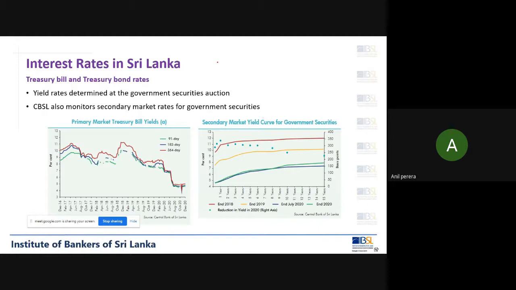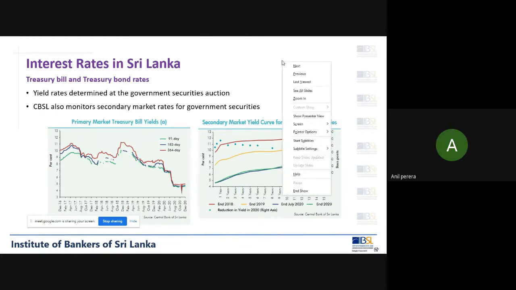What do you mean by this average weighted rate? Even in the call money market, I discussed this average weighted rate. No? What do you mean by that? Does anyone have any idea?